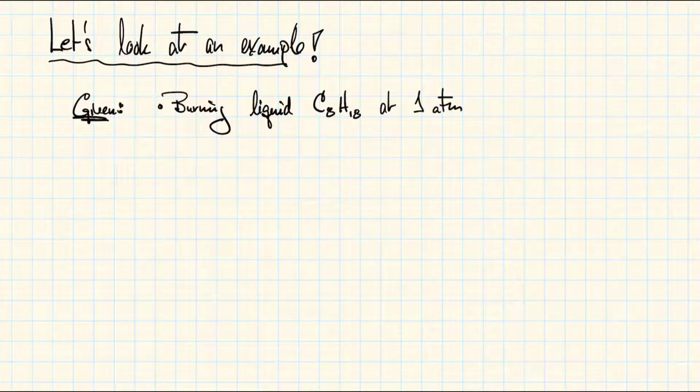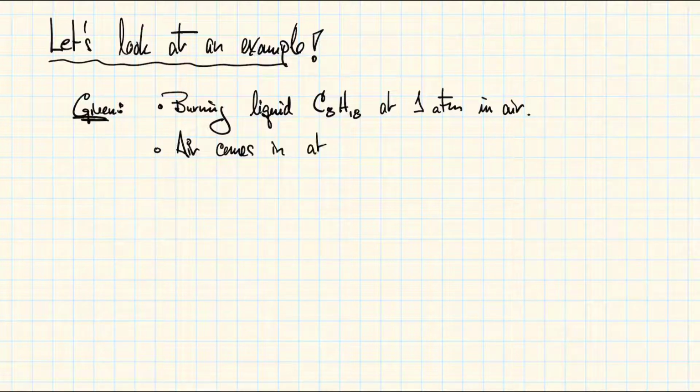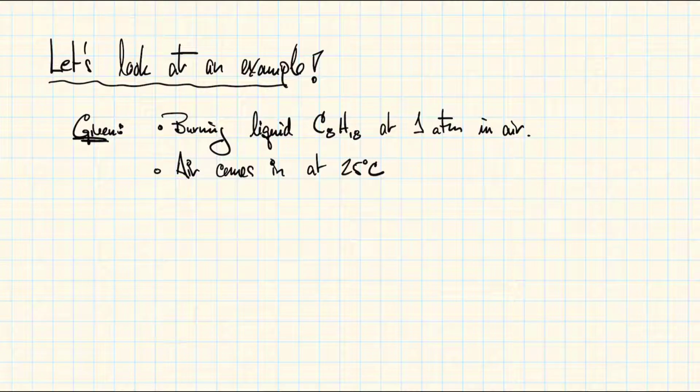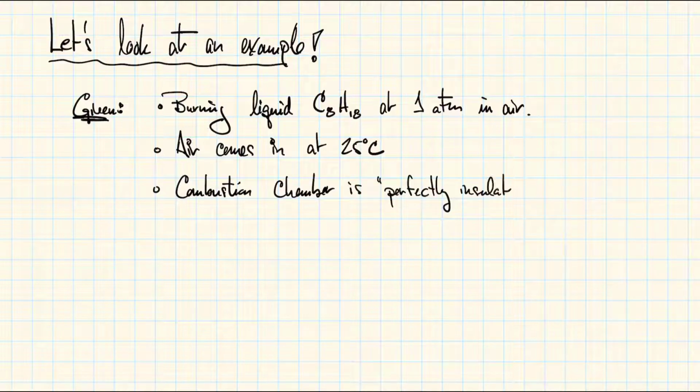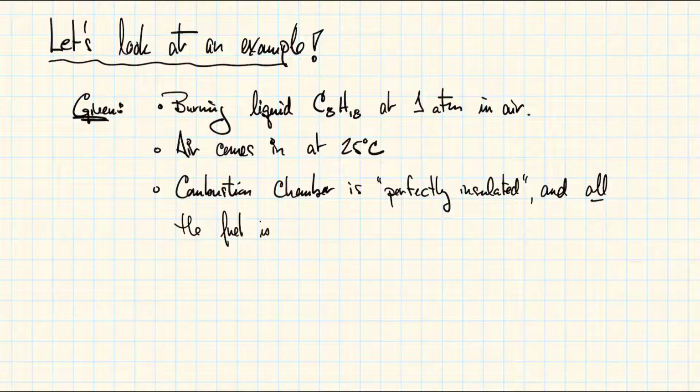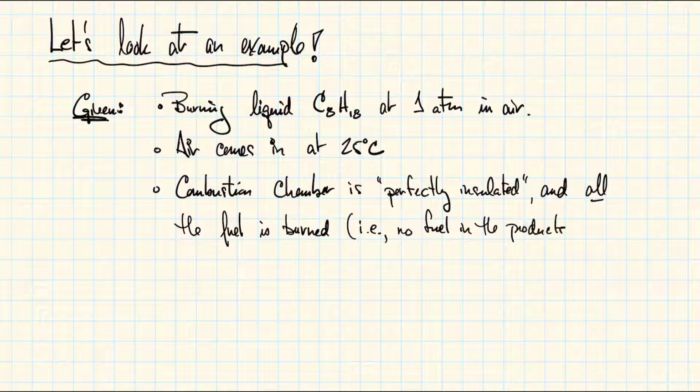So let's focus on an example that consists of us burning liquid octane at 1 atmosphere in air. Let's assume that both the air and the octane, C8H18, come in at 25 degrees Celsius. And of course that the combustion chamber where this happens is perfectly insulated, meaning adiabatic, and that all the fuel is burned. In other words, there's no fuel left in the products.